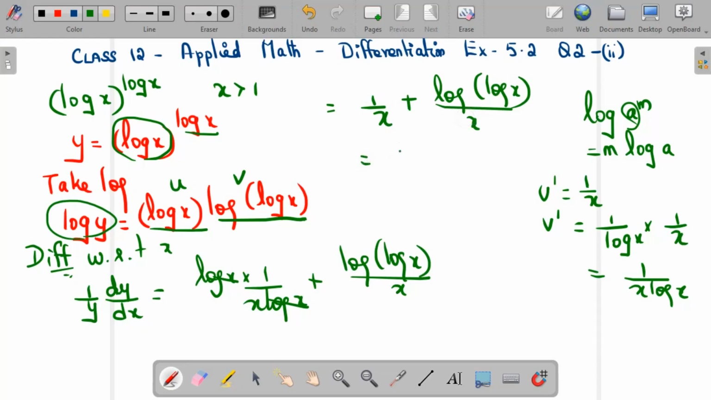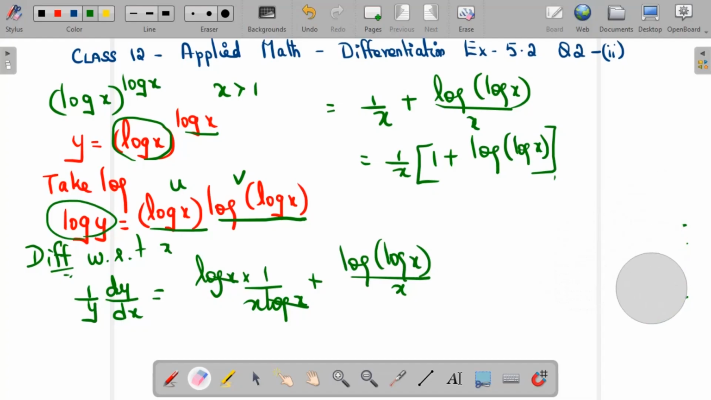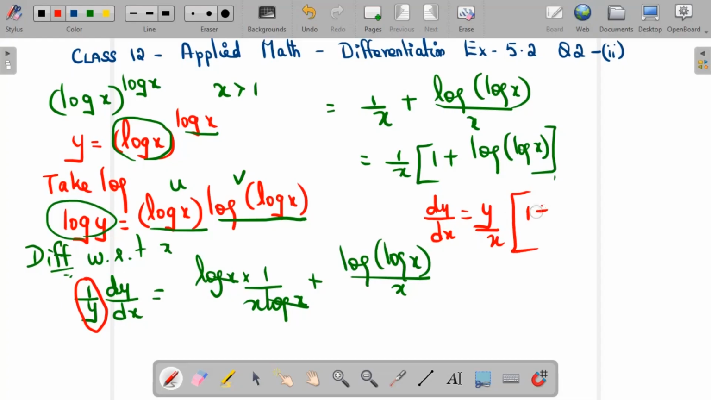So I can take the 1 by x common outside. So this will be 1 plus log of log x. So this is my differentiation. On this side, the left side is still 1 by y dy by dx. So what we actually need is dy by dx, because that is a differentiation of the input function. So the next part is to take this 1 by y the other side. So dy by dx is equal to y into 1 by x. So I'm taking it outside here. So this is 1 plus log of log x.